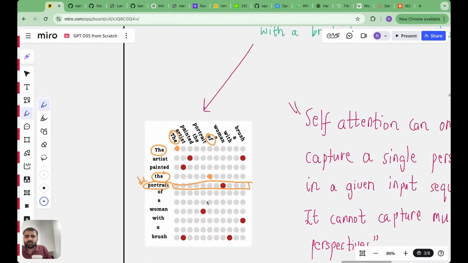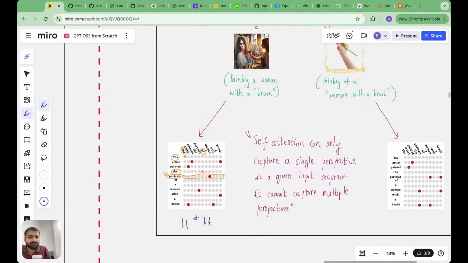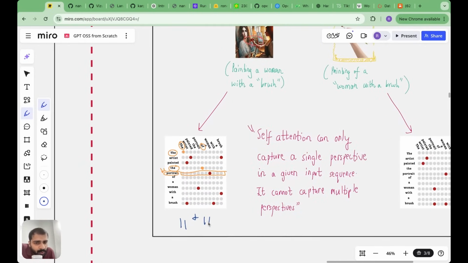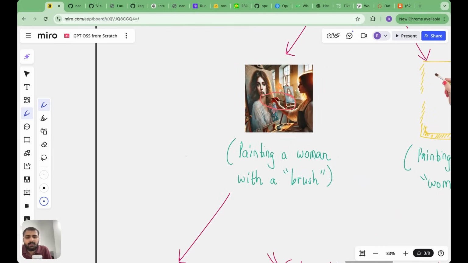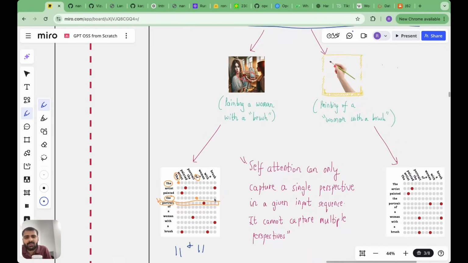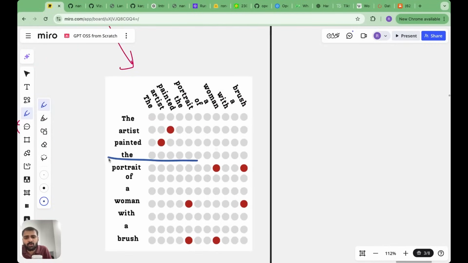So in one attention scores matrix, let's say this is the head one attention score matrix, it's 11 by 11. Here, if you look at portrait, it is associated with woman, but not with brush, because it's capturing this perspective. Whereas if you look at this attention score, the attention score between portrait and woman is high, and portrait and brush is also high.